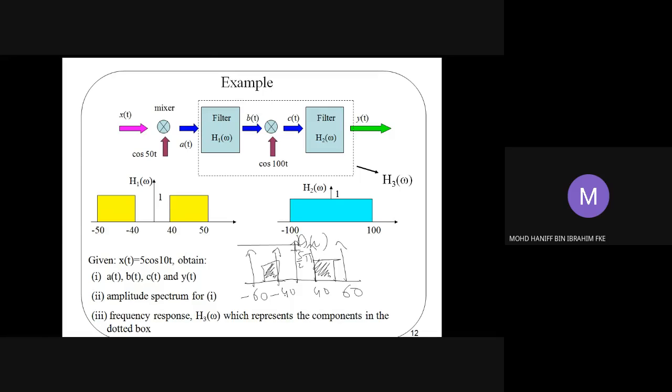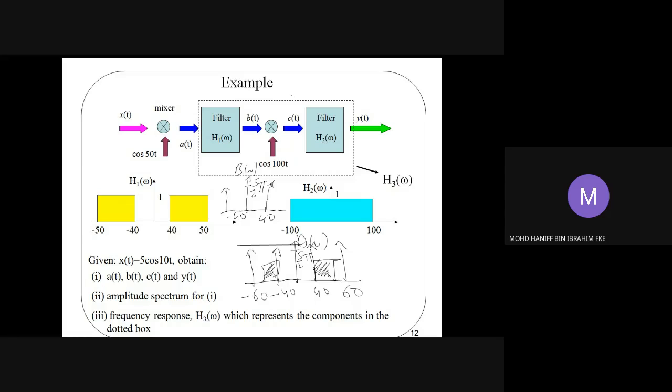So as such, I can rewrite the output, which is the B omega. If I sketch it here, the B omega, which is the output of your filter, will have two impulses located at positive 40 and negative 40 with the amplitude of 5 over 2 pi. That should be your B omega. Do you get the point? If you have any questions, please ask.